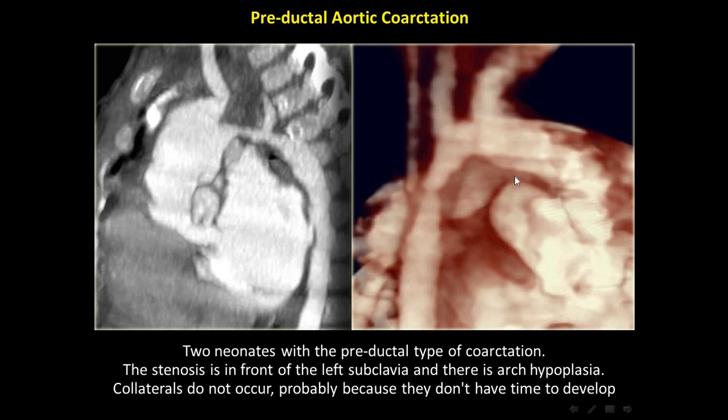Collaterals in this case do not occur, probably because they don't have time to develop. In this coarctation of the proximal part of the aorta, it will present early in life. There is no time for the collaterals to develop.